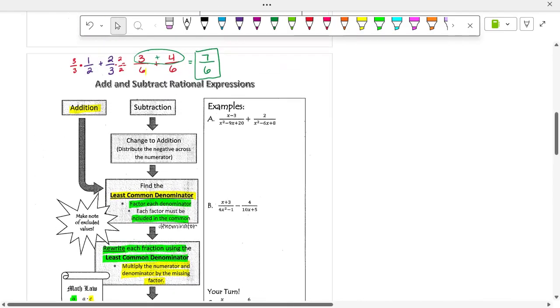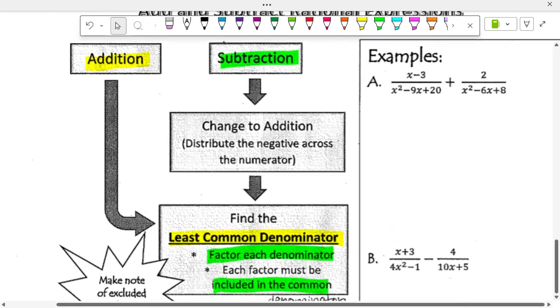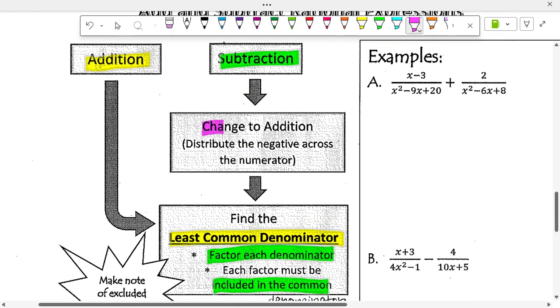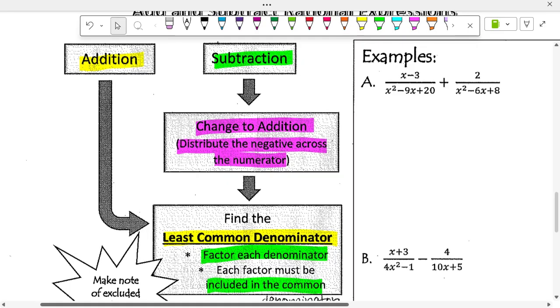Now, with subtracting, it's pretty much the exact same thing. The only difference is you have to change it to addition by distributing the negative across the numerator. So in other words, you've got to distribute that negative.